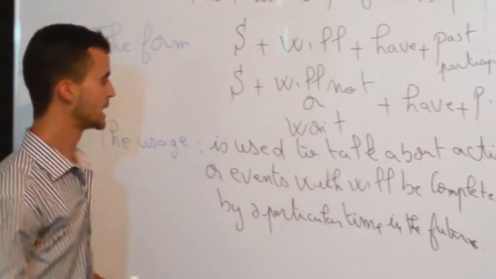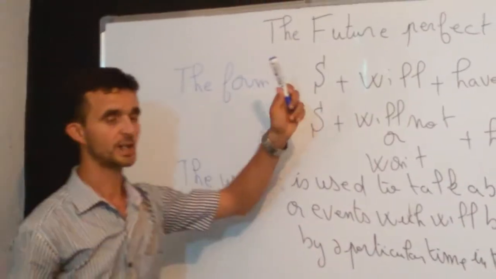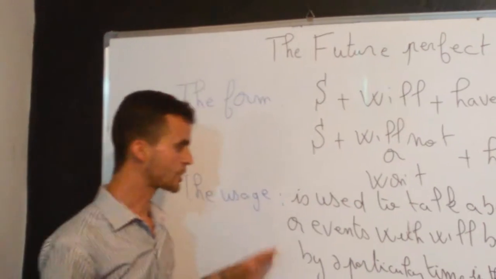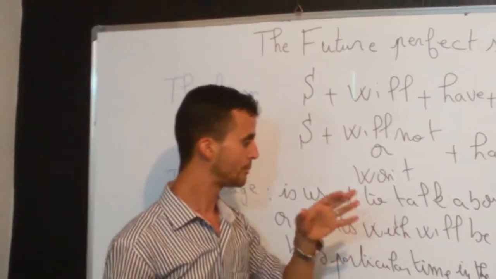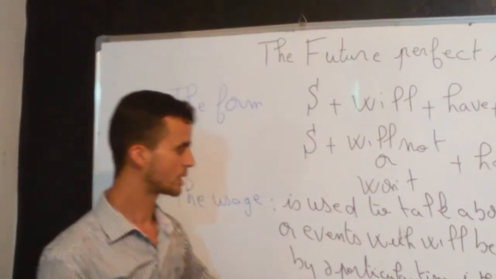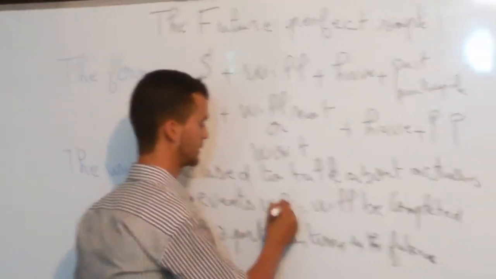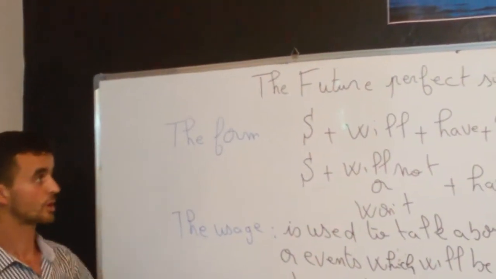Again, we use the future perfect simple to talk about actions or events which will be completed by a particular time of the future.